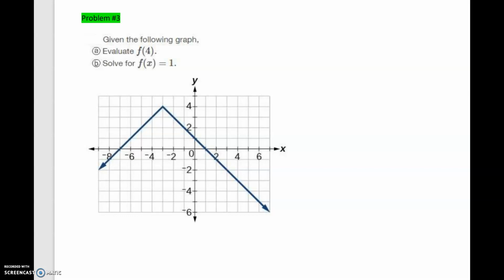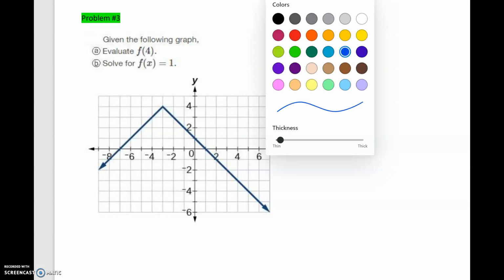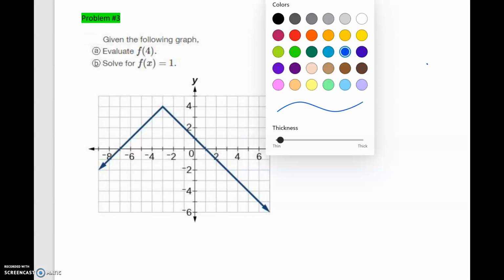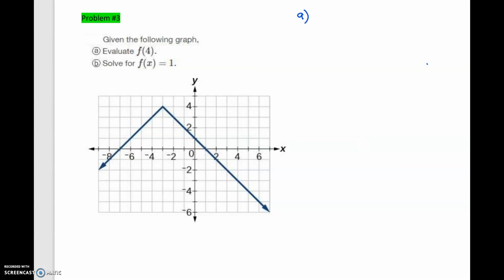Hi class, let's take a look at example 3. In this example, they're giving us a graph. So let me just do A here on the side. The first portion that they want is f of 4. So this is f of 4.